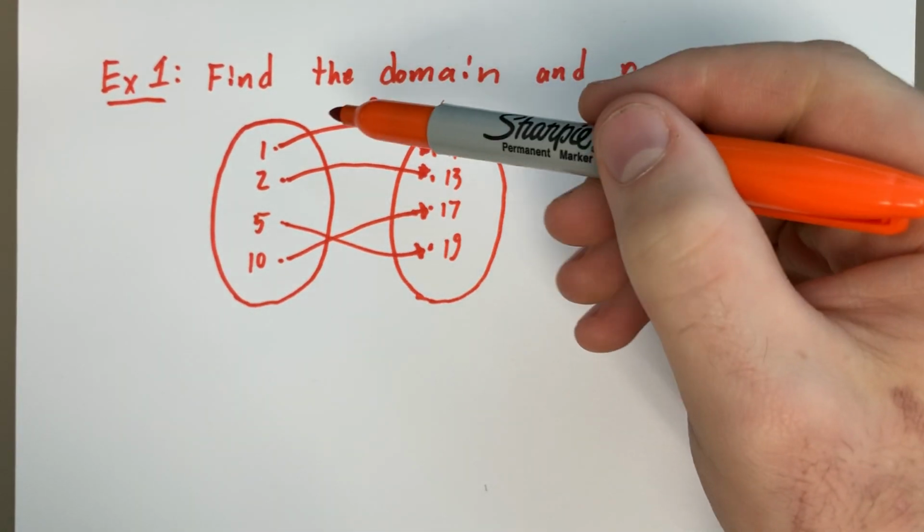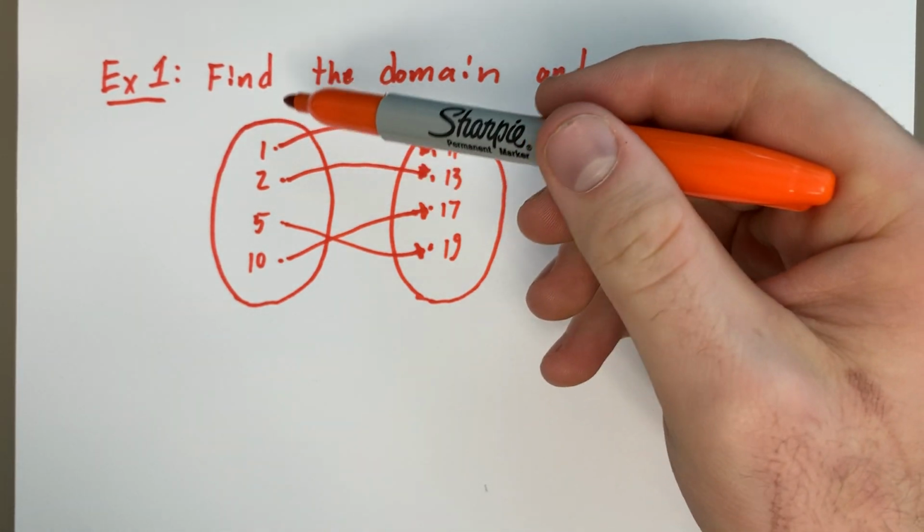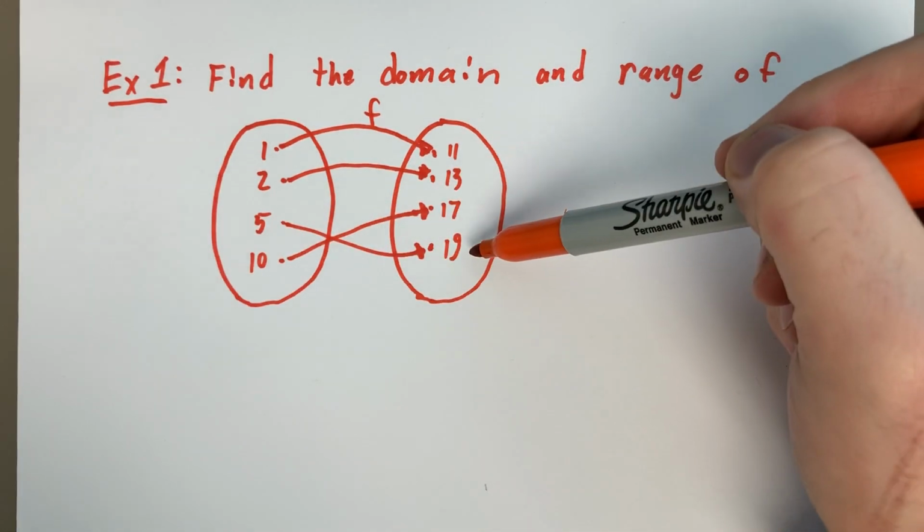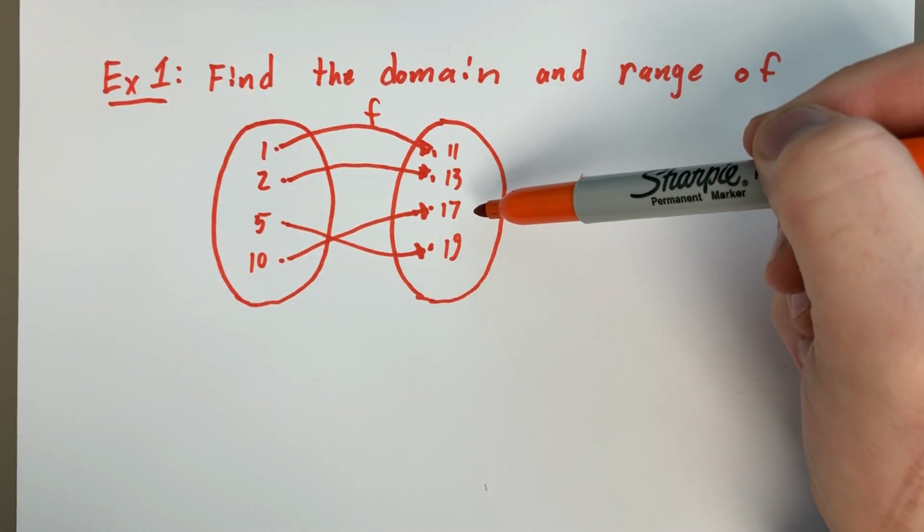So we have a function, or at least a relation anyway, that's going to map 1 to 11, 2 to 13, 5 to 19, and 10 to 17.